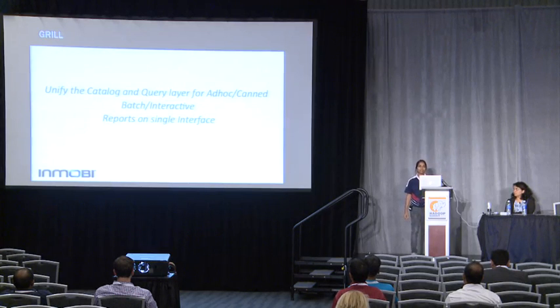Grill wants to actually unify both the catalog and the query layer for all the things that Suma mentioned: ad hoc and canned queries, batch and interactive reports, in a single interface.